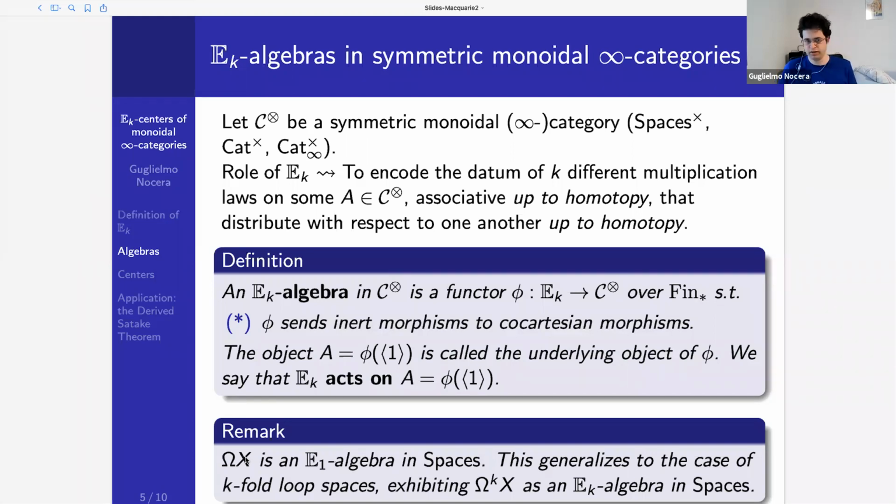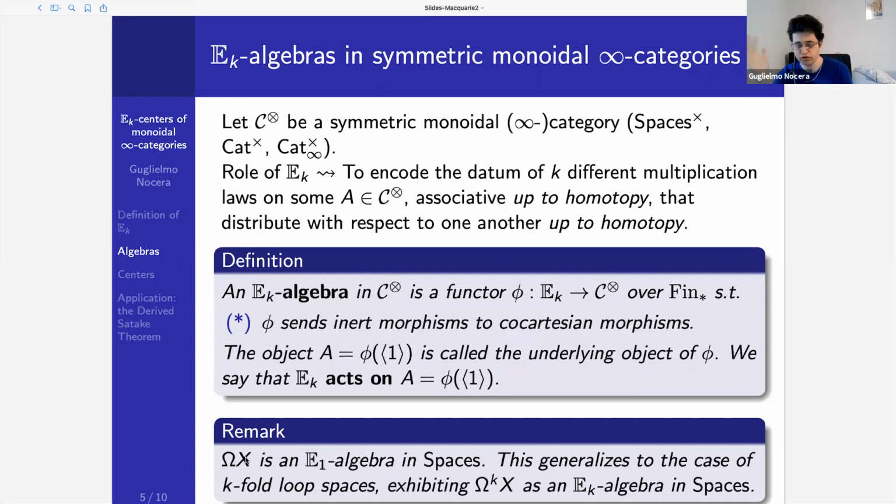These 3 examples, which are exactly the examples we are going to consider, have in common that the symmetric monoidal structure I am considering is the Cartesian one. So just the Cartesian product, the product of categories, product of topological spaces. This is not necessary. So the definition works with an arbitrary symmetric monoidal category or infinity category. So the role of this EK is exactly to encode the datum of k different multiplication laws on some fixed object. So before we had one law, so k equal to 1, on a topological space, omega x.